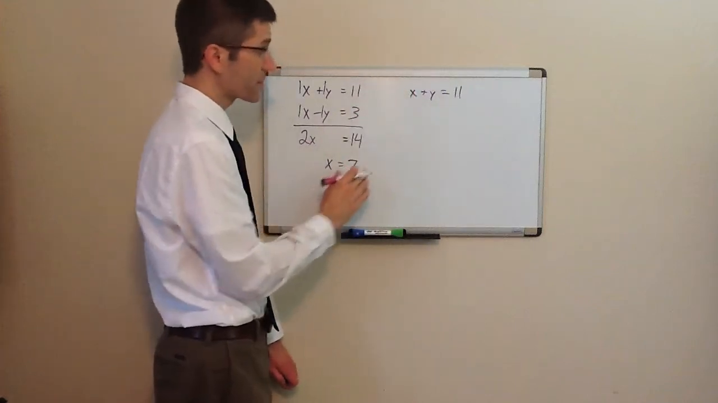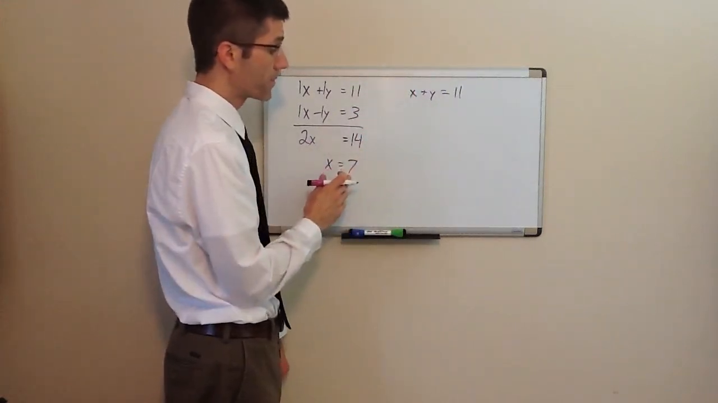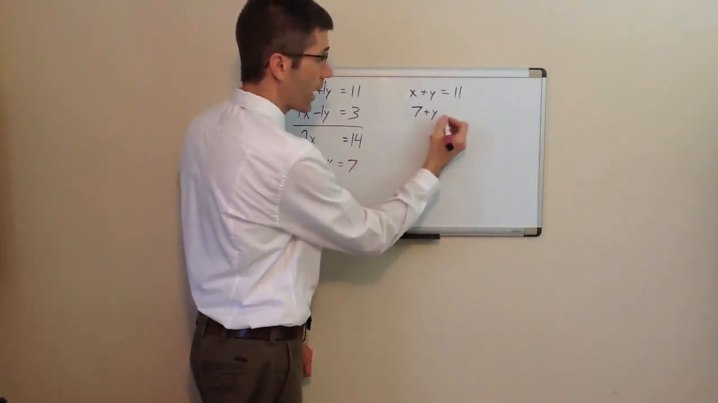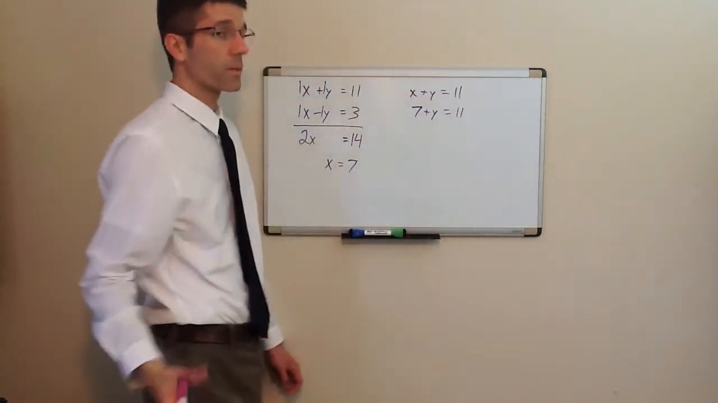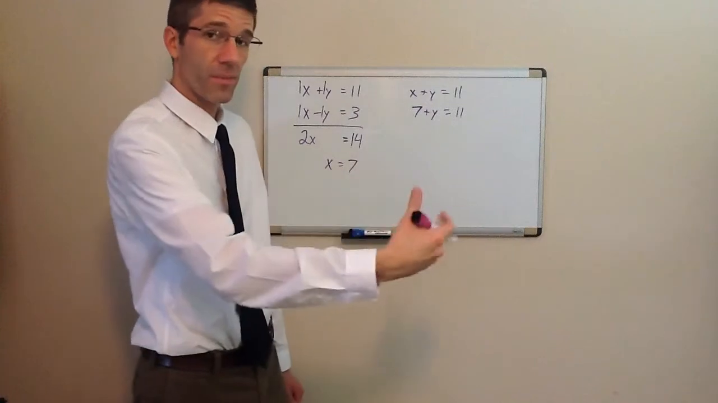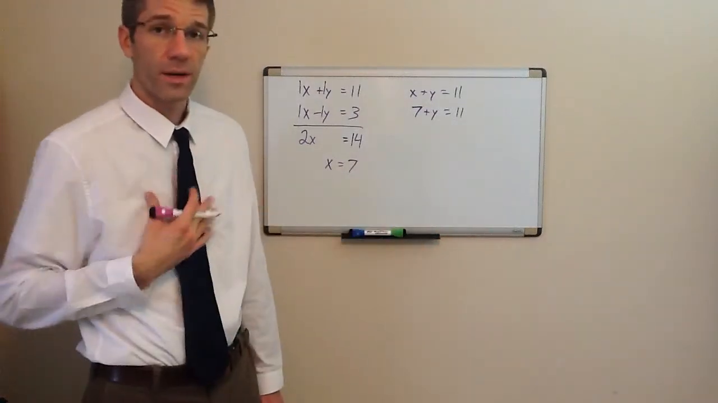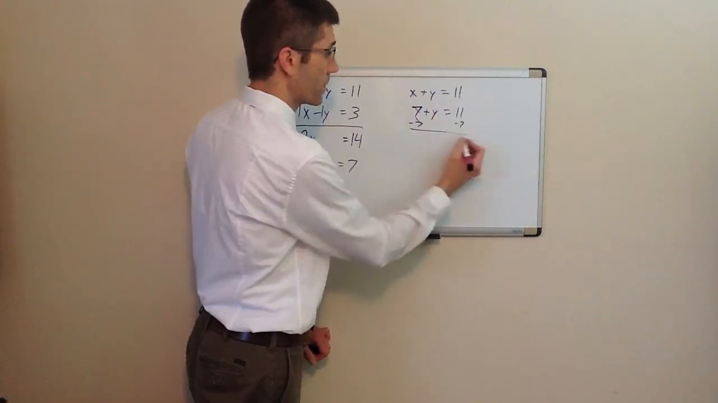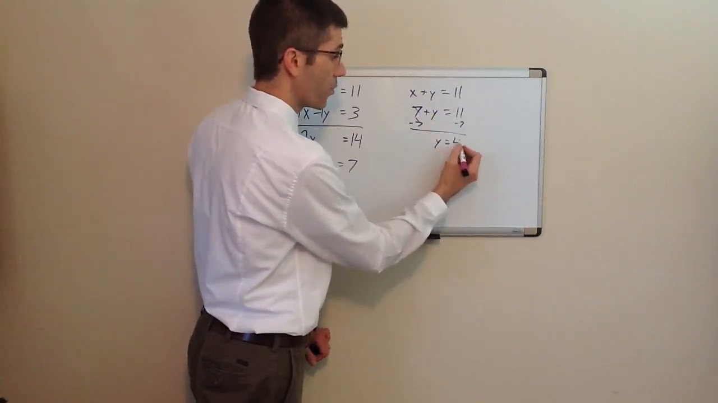The next line is not going to say x, it's going to say 7, because x is 7. So 7 plus y is 11, and now it's pretty much common sense. 7 plus something gives me 11. I know what it is, you know what it is, but let's show it. So we're going to subtract 7 from both sides, and we have y equals 4.